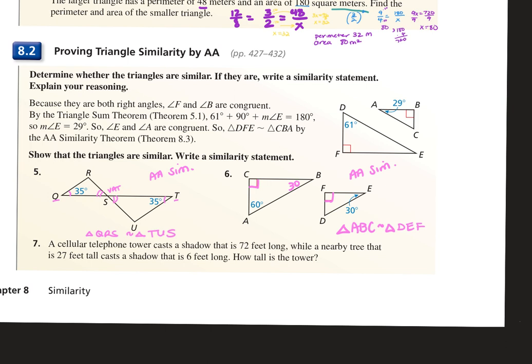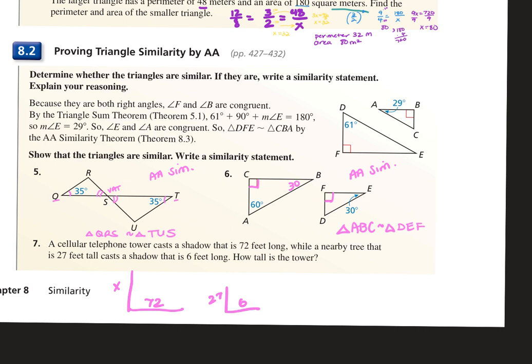7, a cell phone tower casts a shadow that's 72 feet long, while a nearby tree that is 27 feet tall casts a shadow that's 6. So we've got a tower that we don't know how tall it is. It casts a 72-foot shadow. And then a tree that we know is 27 feet tall casts a shadow that's 6 feet long.